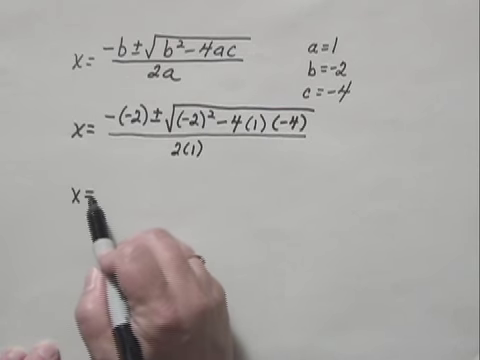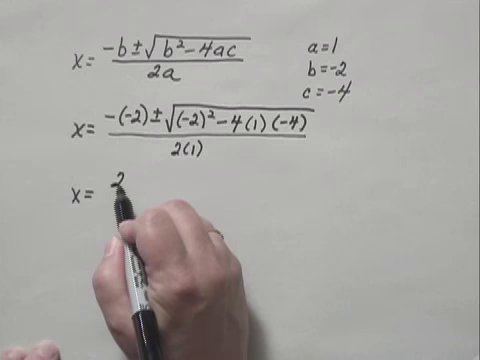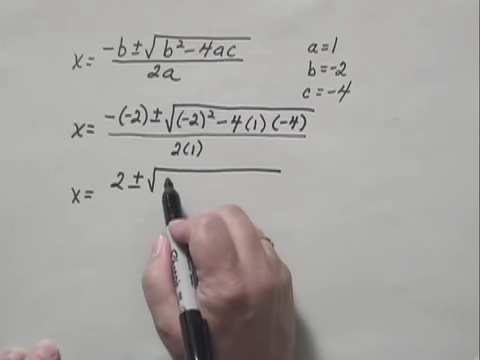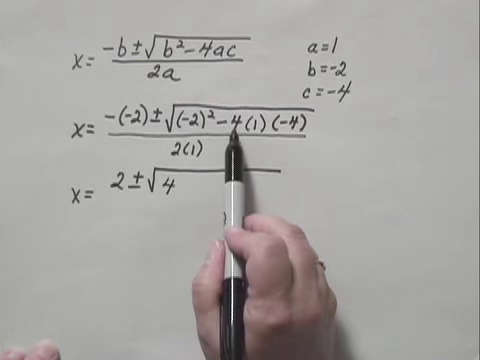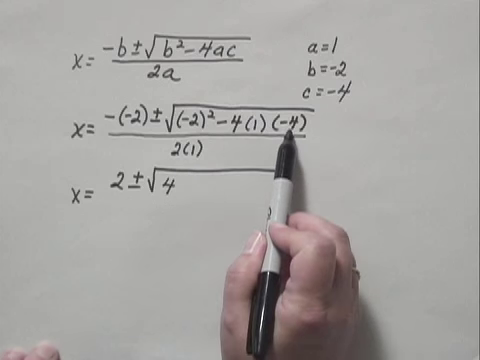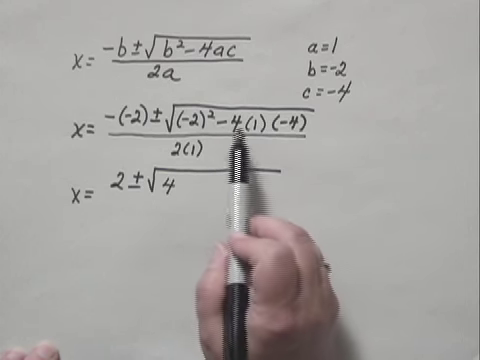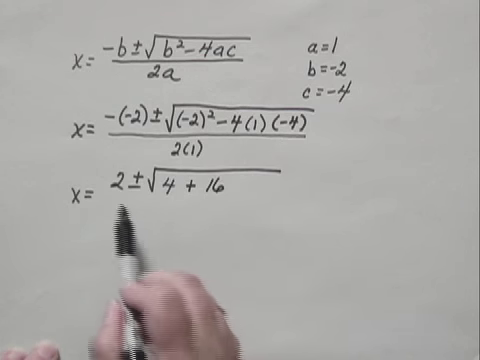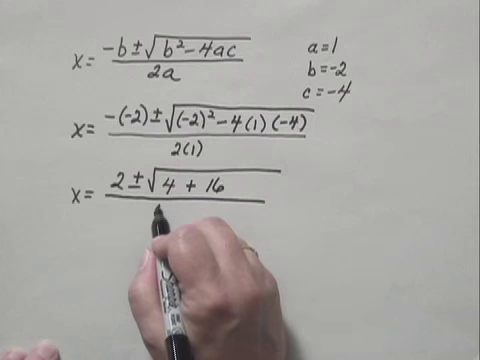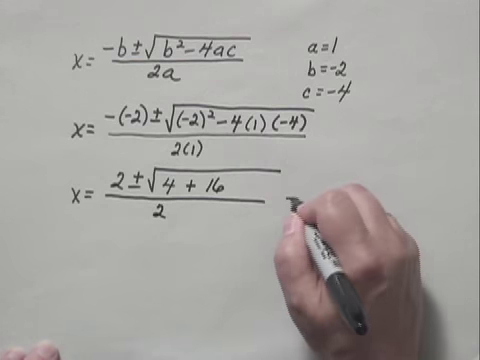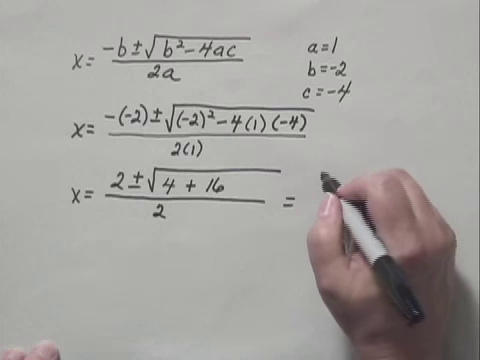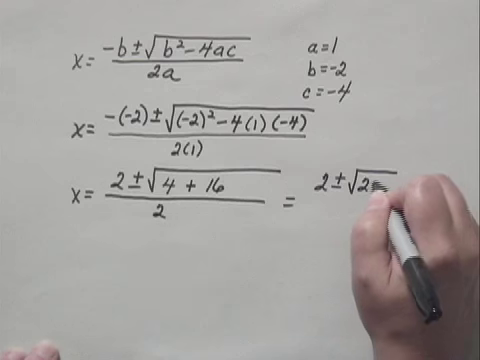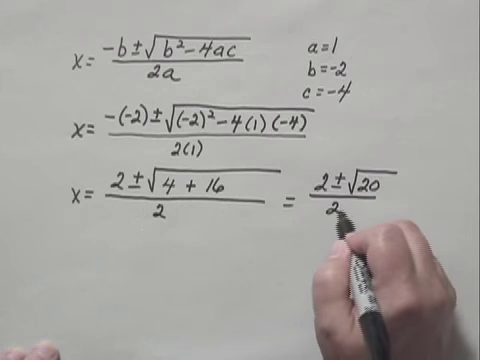So x equals, the opposite of -2 is 2, plus or minus the square root of -2 squared is 4. 4 times 1 is 4, times -4 is -16, minus -16 is plus 16, all over 2 times 1, which is 2. Now we can simplify by adding 4 and 16, so we have 2 plus or minus the square root of 20 all over 2.